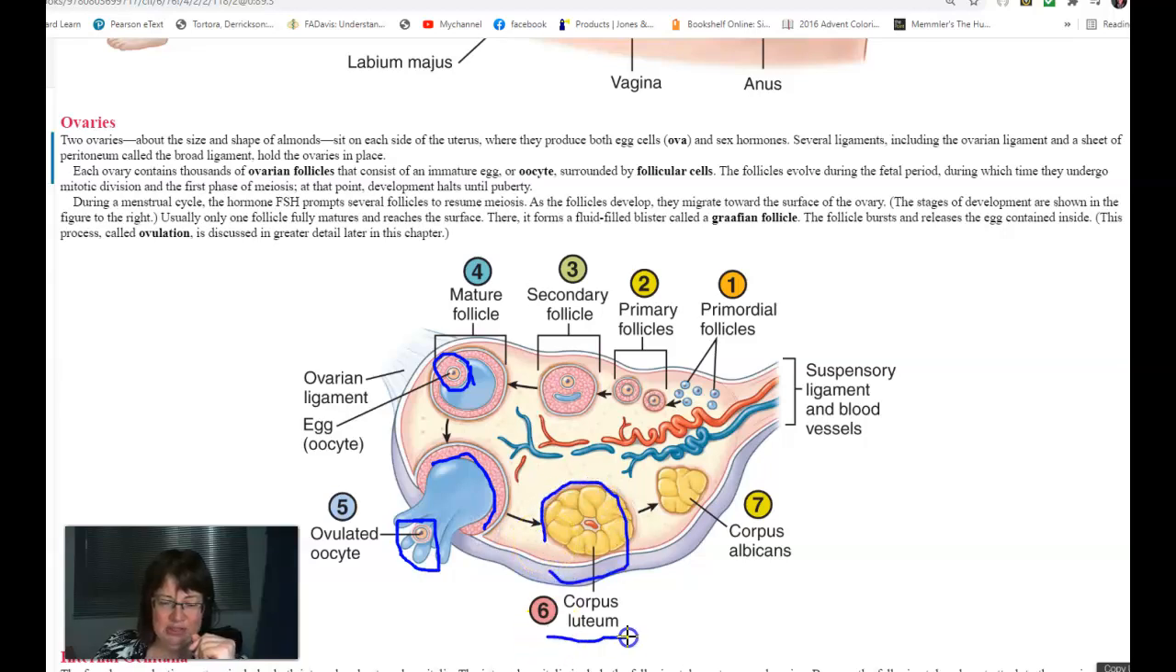And these cells that are left behind become the corpus luteum. And the corpus luteum is very important because it's the corpus luteum that starts to secrete progesterone. Okay? Now, remember that the follicles are stimulated to grow by follicle stimulating hormone. It's follicle stimulating hormone that will start the follicles to grow. Then as they grow, the growing follicle will release estrogen. So it's the follicle that releases estrogen.